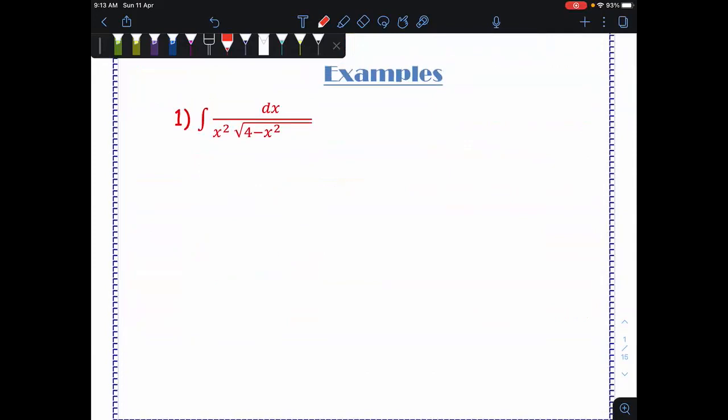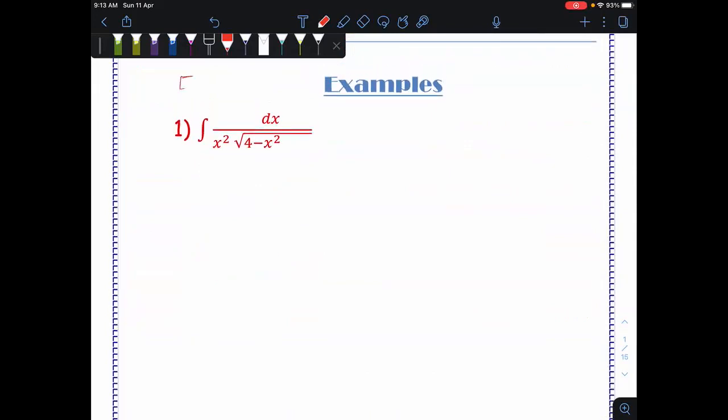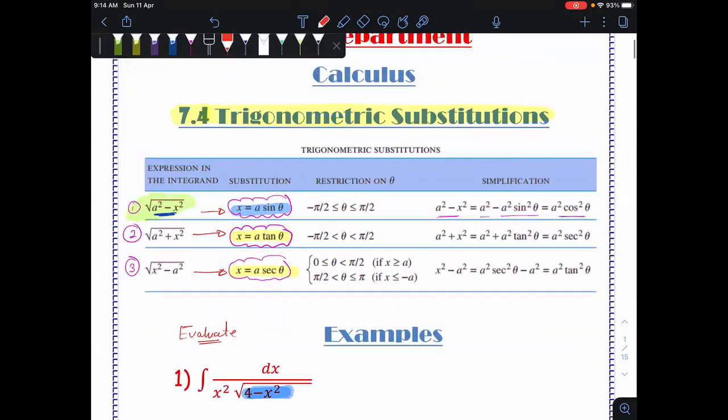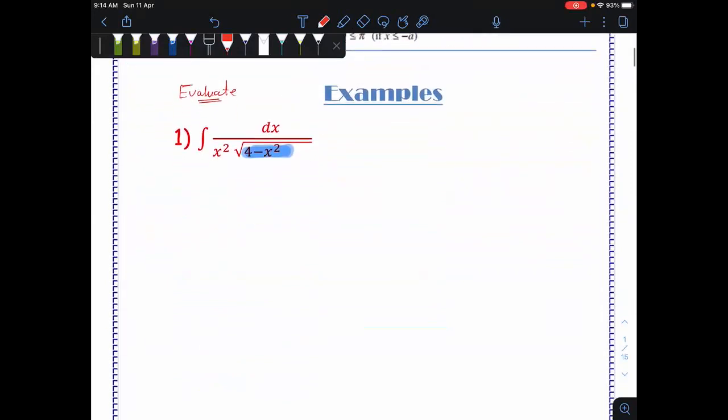For example, pay attention please, how to find the value of this integral. The question does not say use trig substitution or partial fraction, it is not specified. So we have to use trig substitution. We cannot use partial fraction here because there is a root in the denominator. Also, there is a fraction, and the integrand is 4 minus x squared. So in the table, this matches a squared minus x squared. We have to use x equal.